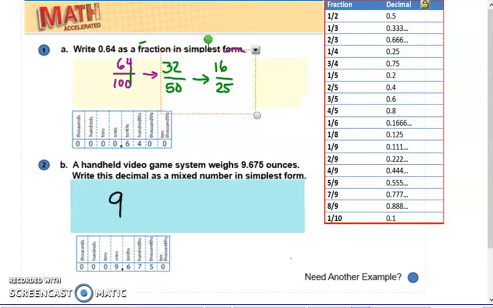Next. Okay, so this is 9, and I should probably read this. A handheld video game system weighs 9.675 ounces, and write the decimal as a mixed number in the simplest form. So we can go ahead. And so 675, and then how many zeros am I going to have here? Well, 675 is 3 numbers, so I'm going to have 3 zeros. Okay, so I recognize that this right here is divisible by 25 because I think of money, quarters.